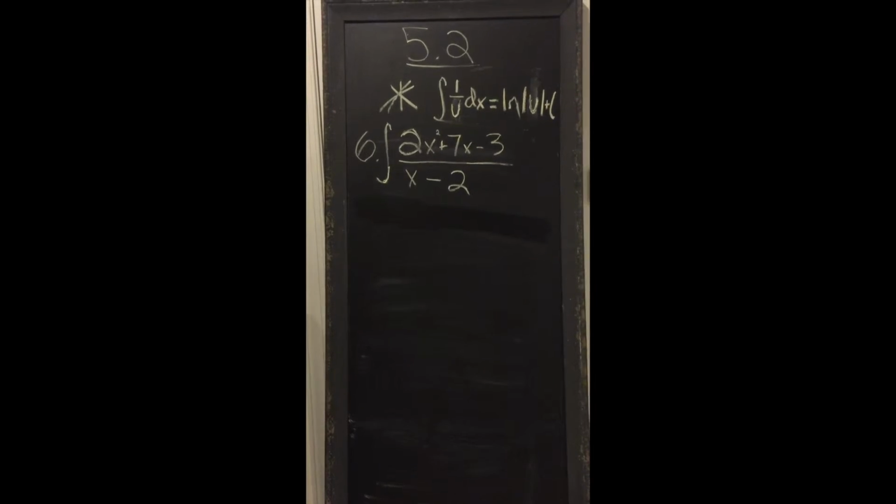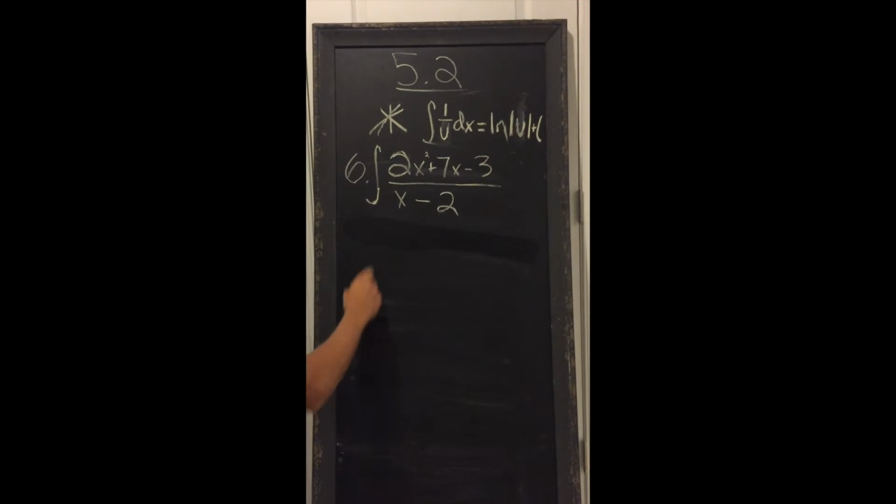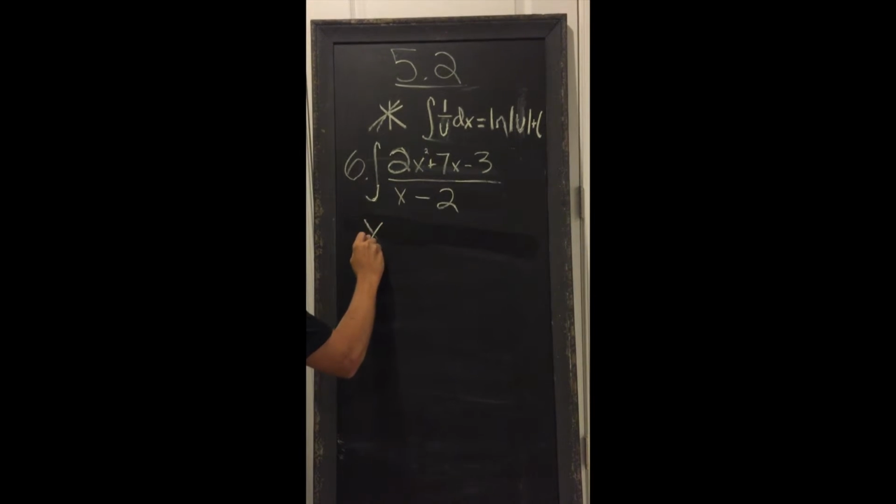For problem number 6, we're going to need to use a different method, long division. So we are going to have 2x squared plus 7x minus 3 divided by x minus 2.